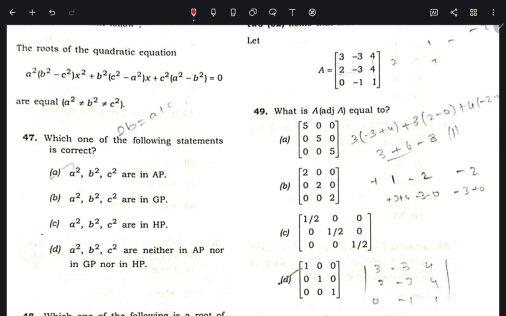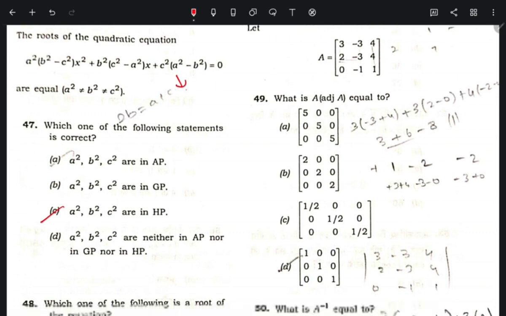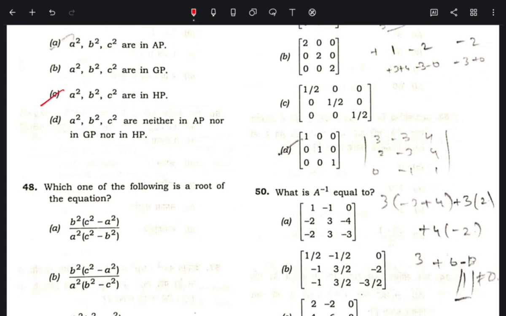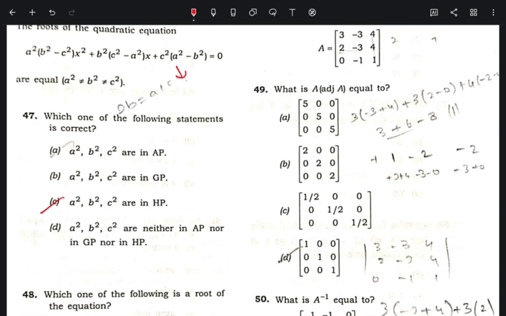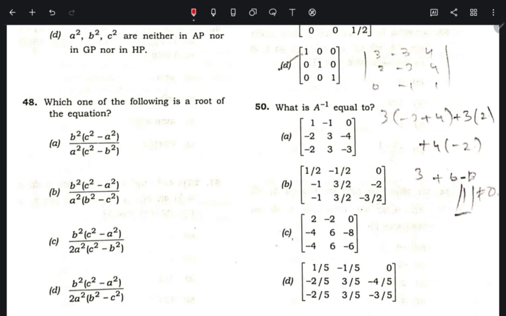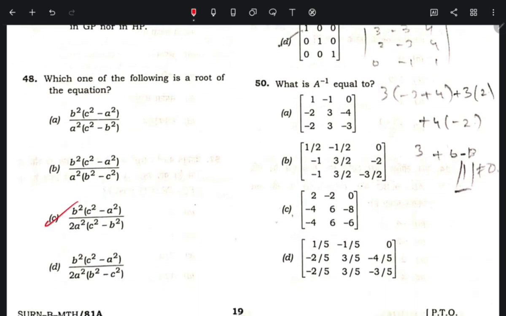47 you'll get C. This is just, so the roots of the quadratic equation are equal. Do the discriminant, so b square minus 4ac will be equal to 0. You take that from here, right? Okay, and then you'll get, so a square, b square, c square will be in HP, so that you'll get. Then so the root of this equation, so you just apply x is equal to minus b plus or minus, you apply that formula, you'll get this. So 48 will be C.